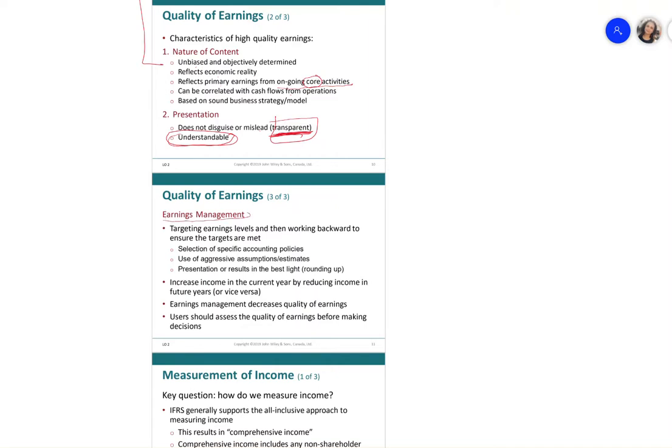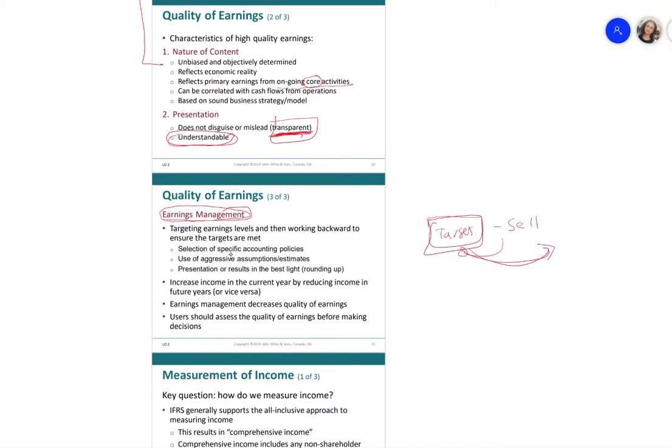Going further with the quality of earnings, when we are talking about the characteristics of quality of earnings, the next one that we need to talk about is earnings management. When we talk about earnings management, we target an earnings level and then work backwards to ensure the targets are met. So we have a set target that we are going to sell that many products, and if we were unable to meet that target, then we need to know where we went wrong. So why did we set that target? If we set that target, then we have to work backward to ensure the targets are met. Whatever target we set out to do in the future, we have to meet them.